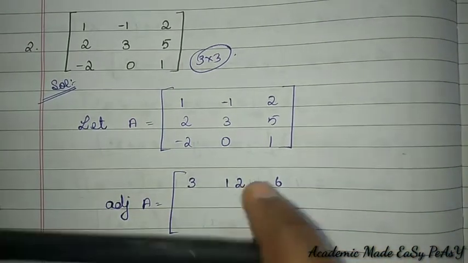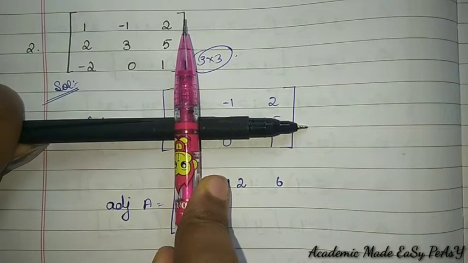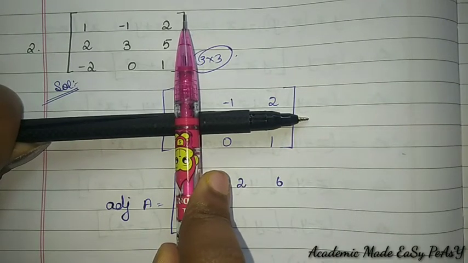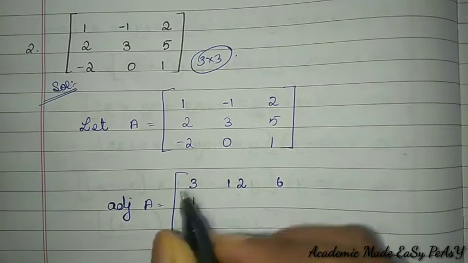Next, I will be seeing the second row, first column element. So what is remaining? Minus 1, 2, 0, 1. So minus 1 into 1 is minus 1 plus 0 is minus 1 only. So I will be writing minus 1.